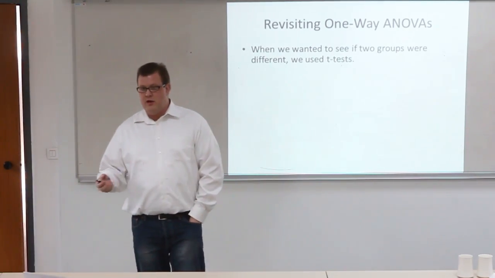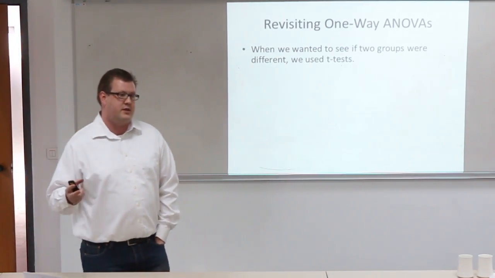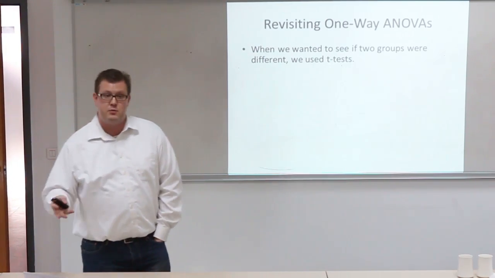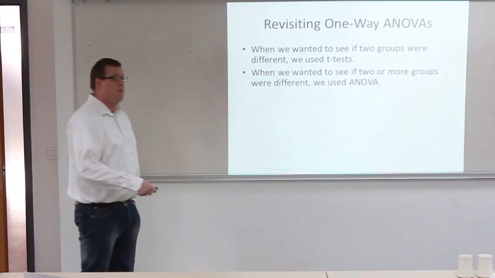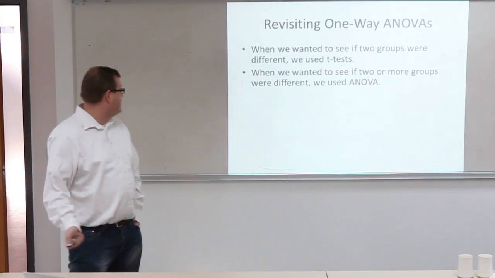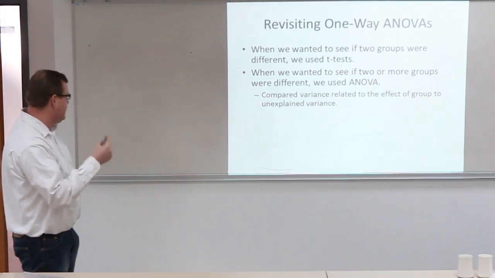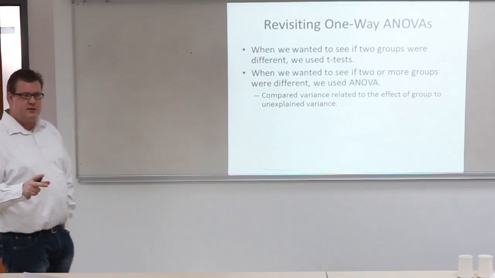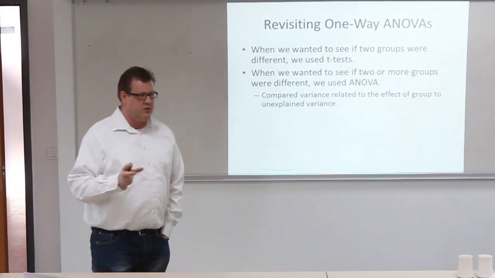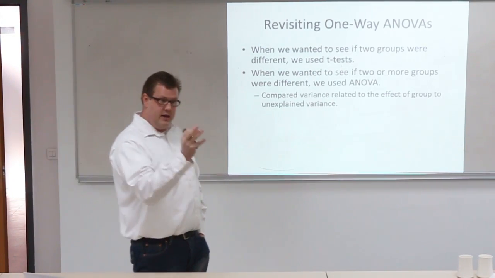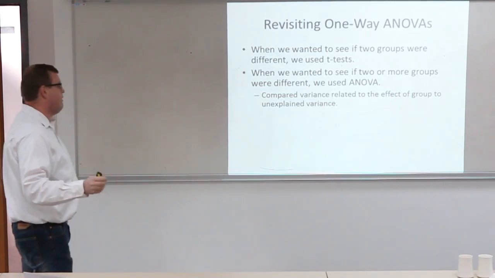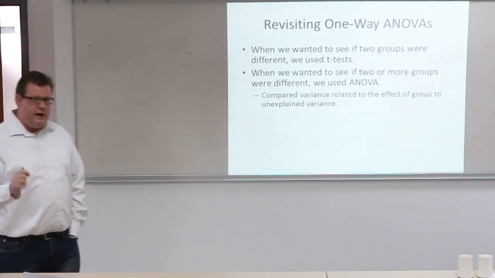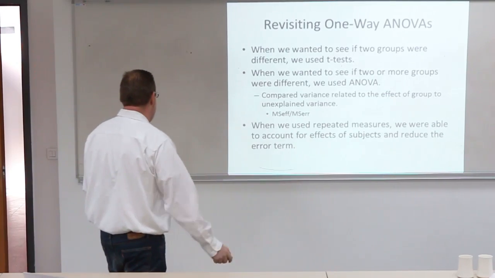So when we wanted to know whether there's a difference between the means of two groups, we use the t-test or the Wilcoxons. Right? So if we want to see if two or more groups are different, we use the ANOVA. And basically what we did is we compared variance, or sums of squares, or the mean squares, right? We had mean squares for an effect, and then also the mean squares that was related to error. So we're going to see something that's very similar to that today.